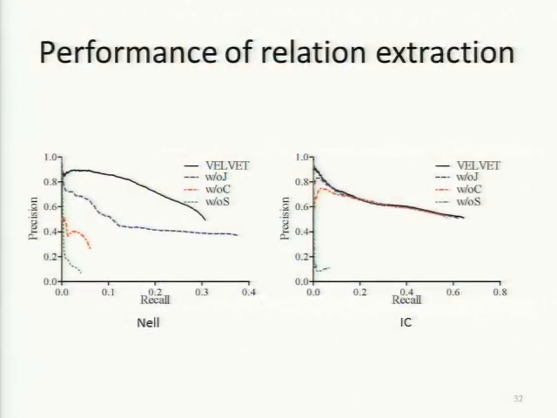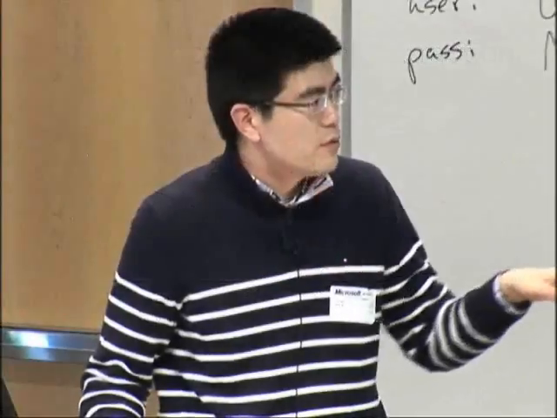Here is our performance. You can see that without smoothing, it's not surprising that the system performs very badly, because it is trained with only dozens of training examples.